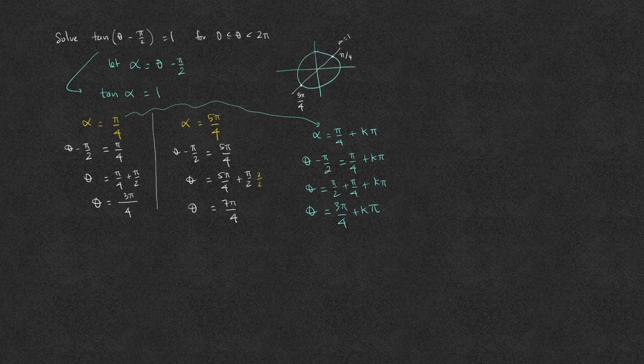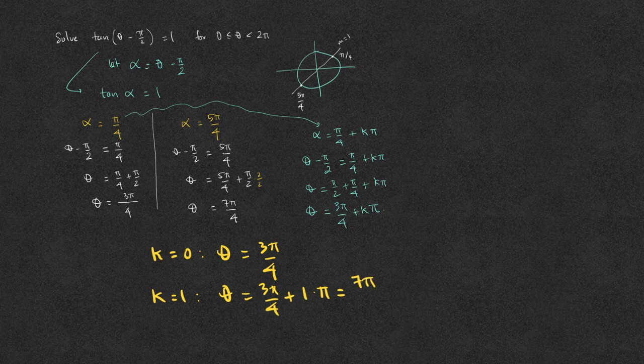Notice that when k equals 0, theta is 3 pi over 4, which is an angle in this interval 0 to 2 pi. When k equals 1, we have theta equals 3 pi over 4 plus 1 pi. 1 pi is 4 pi over 4, so this is 7 pi over 4. Notice that this is redundant. We actually did not need this if we were to do this.